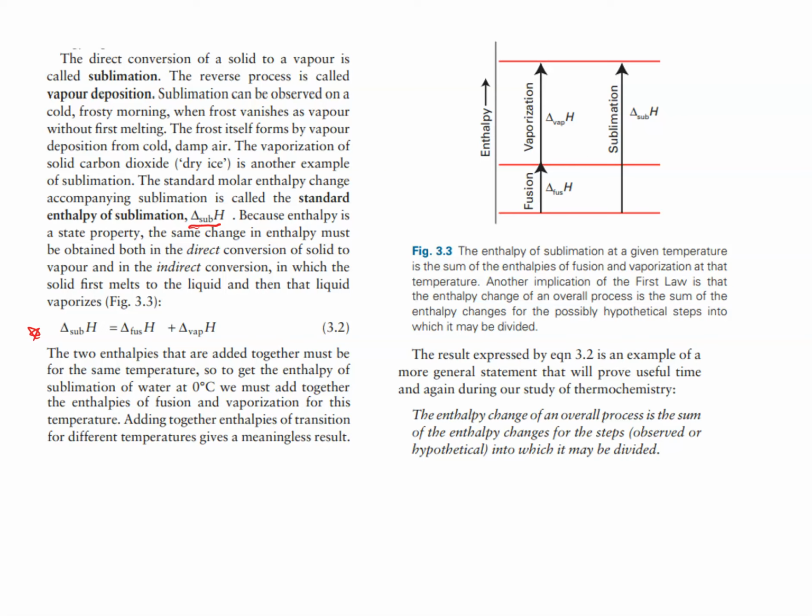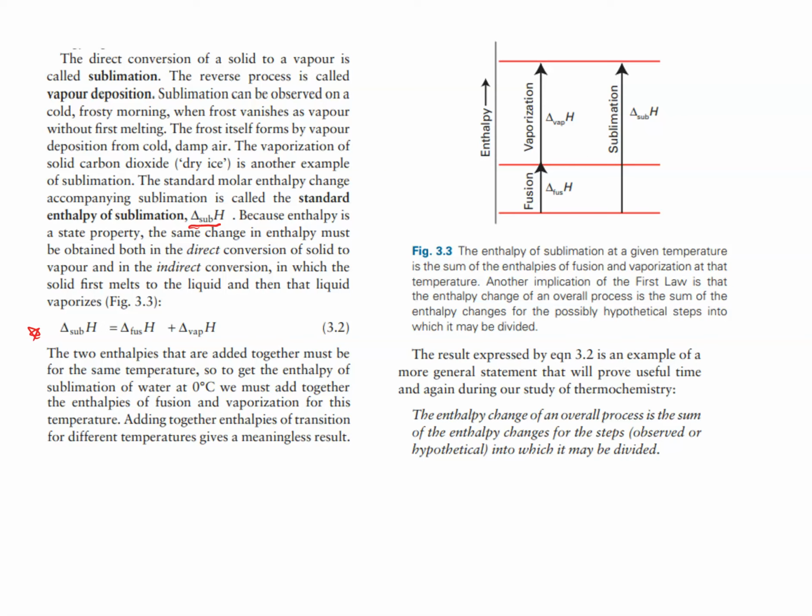The two enthalpies that are added together must be for the same temperature, that's critical. So to get the enthalpy of sublimation of water at 0 degrees Celsius, we must add together the enthalpies of fusion and vaporization for this temperature. Adding together enthalpies of transition for different temperatures gives a meaningless result inherently. And that's why we have to be able to talk about state at different temperatures, although it's convenient to reference everything at 25 degrees Celsius. It's not necessarily plausible for a lot of the things we're interested in probing.